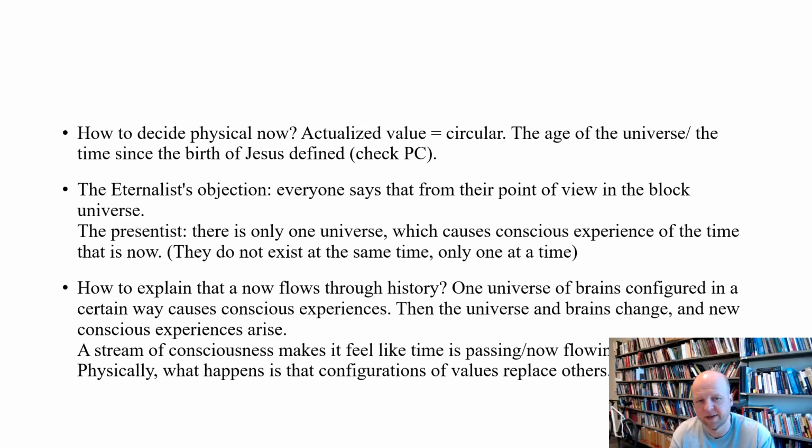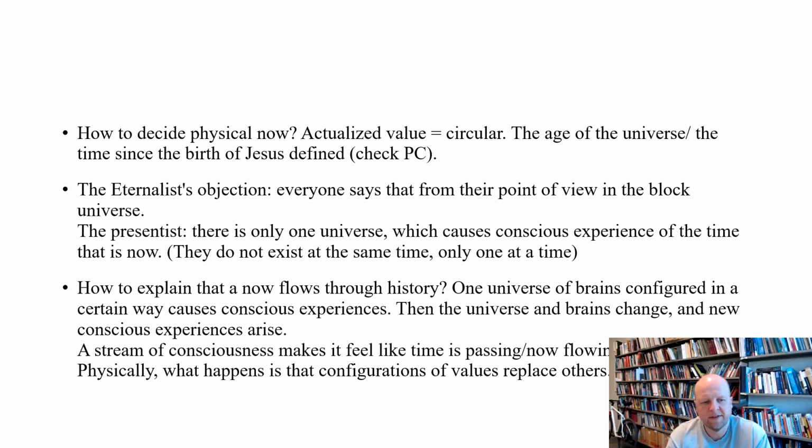They will say that this is what everyone says at their point in the block universe. We're just standing at this point and saying this is now. But there's no difference between our now and what people 50 years ago, which is another place in the block universe, will say is now. But the presentist disagrees and says there is only one universe. There isn't this block universe. There's one universe, and this universe causes the conscious experience of the time, which is now. So they do not all exist at the same time. There's only one at a time, says the presentist. So this is a disagreement where you need to look at different arguments for and against the different views to determine whether there's a unique now or all nows are the same.